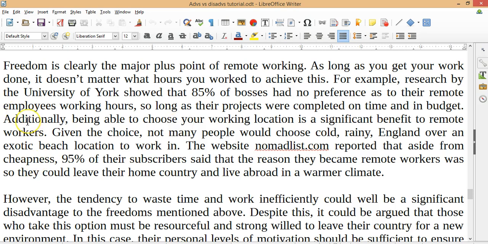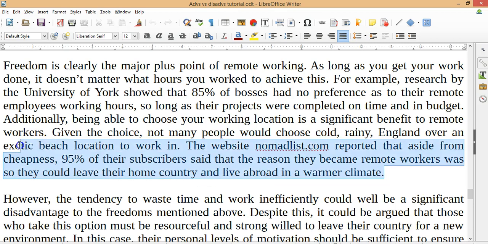Your second main idea, explanation and example comes. Additionally, being able to choose your working location is a significant benefit to remote workers. Given the choice, not many people would choose cold, rainy England over an exotic beach location to work in. I certainly wouldn't. The website, nomadlist.com, reported that aside from cheapness, 95% of their subscribers said that the reason they became remote workers was so they could leave their home country and live abroad in a warm climate.